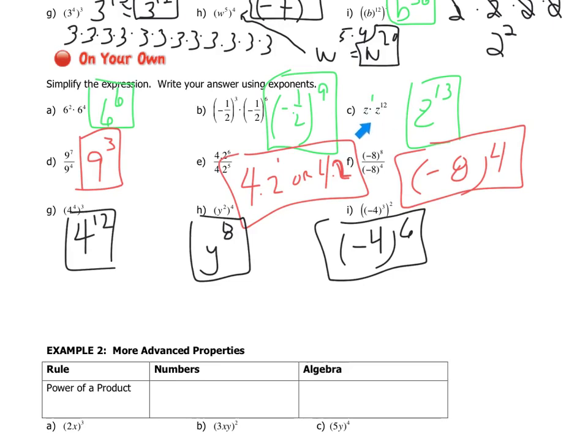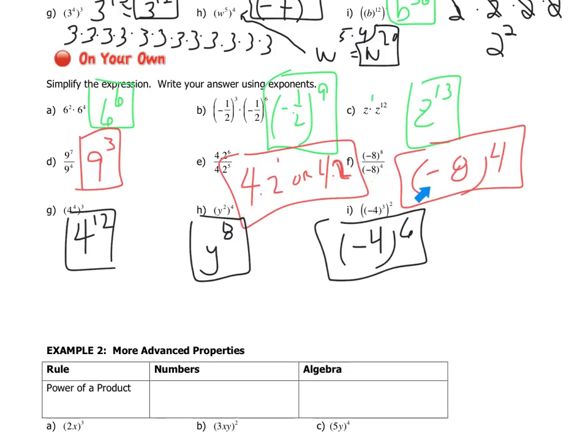And then C over here, very important on this one. A lot of times we get this answer as just z to the 12th. But remember, there is a 1 there. We just don't usually show it. But that is really z to the 13th. Down here, pretty basic on this one. Again, you could have had 4.1 raised to the first power or 4.2.